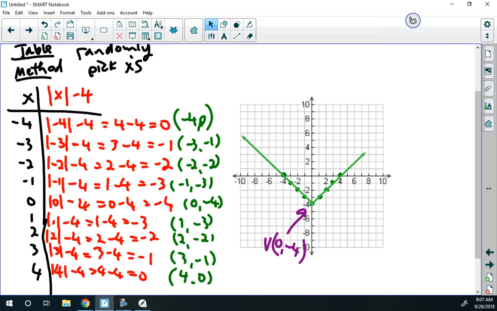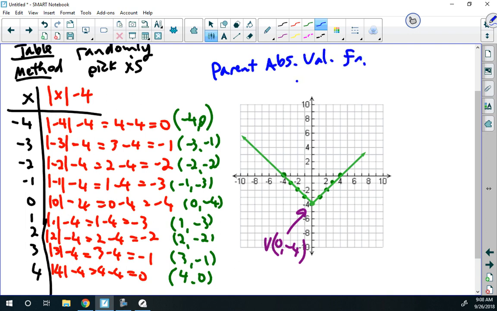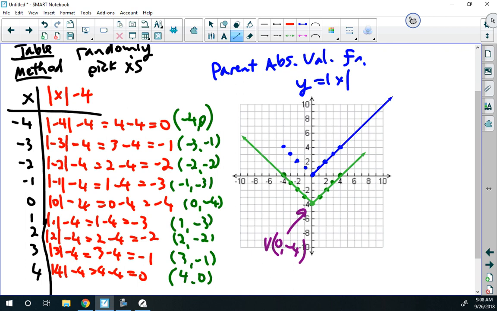Now, if I take a good look at that, that looks familiar. What does that look like? To me, it looks like something we saw 7 minutes ago. The absolute value parent function, doesn't it? So if we think about our parent absolute value function, y equals the absolute value of x, we know that the parent function goes to the origin, 1, 1, 2, 2, 3, 3, 4, 4, negative 1, 1, negative 2, 2, negative 3, 3, negative 4, 4. So the parent absolute value function looks like this.